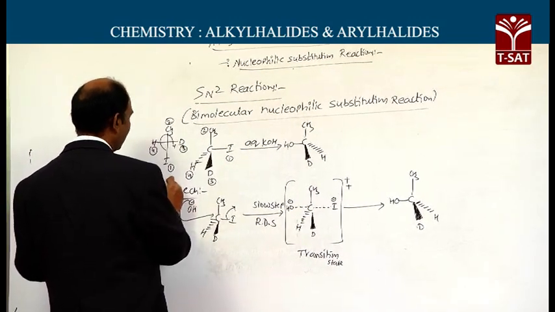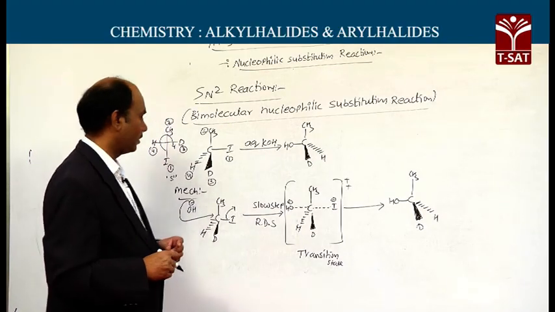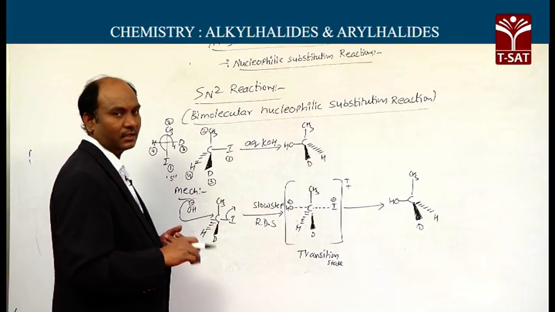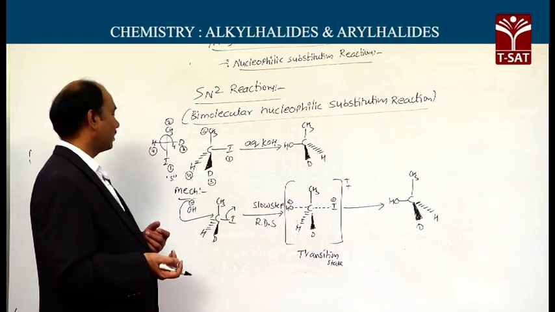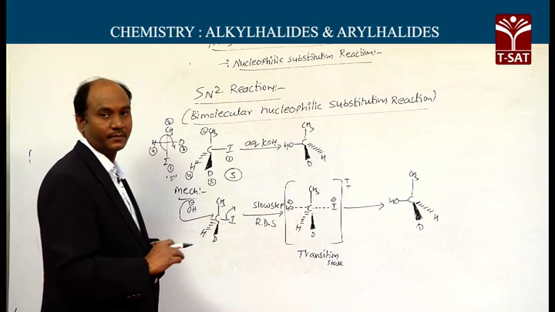Clockwise direction means here it is S. Why? Because the fourth priority is present on the horizontal. If the fourth priority is present on the vertical, then clockwise direction is R and anti-clockwise direction is S. This is the S configuration. The compound configuration is S.